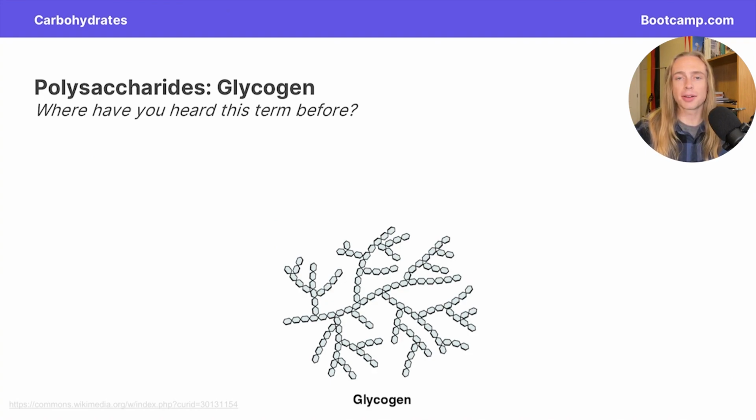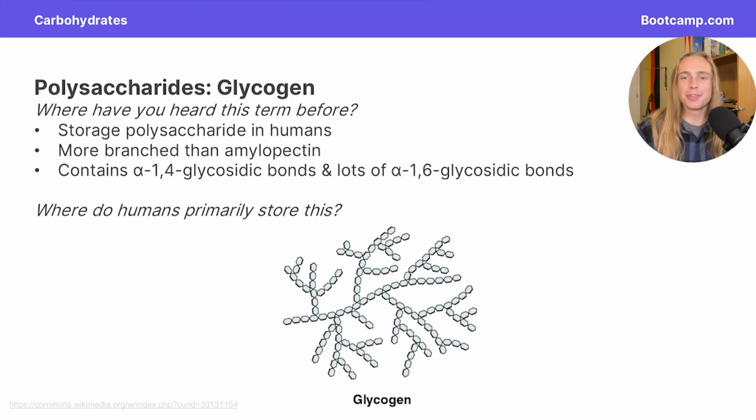Take a second and try to recall from anatomy and physiology where you might have heard of this term before. And great, so hopefully you remembered that glycogen is going to be made up of glucose monomers, and this is how humans store glucose long term. Similarly to amylopectin, glycogen has alpha-1,4 and alpha-1,6 glycosidic bonds. The difference though is glycogen is much more branched than amylopectin.